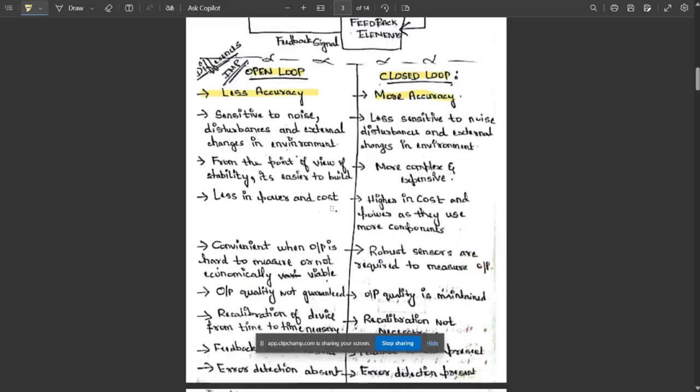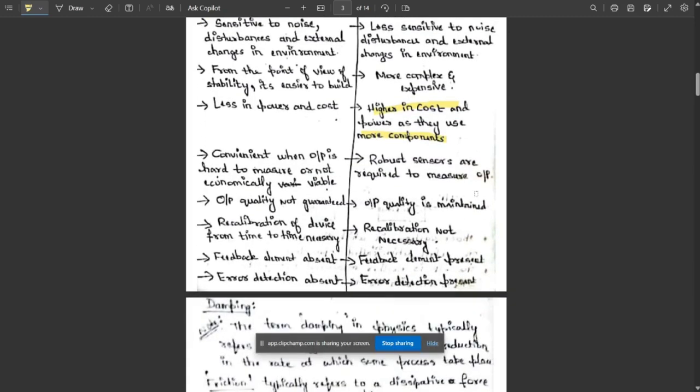Open loop is less in power and cost, and closed loop control systems are higher in cost and power, as they use more components, because in closed loop control system we are using mostly mechanical components. That's why it is higher in cost. Open loop is convenient when output is hard to measure, and robust sensors are required to measure the output for the closed loop control system.